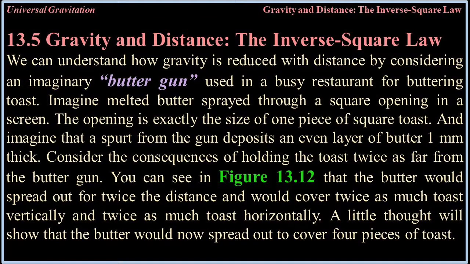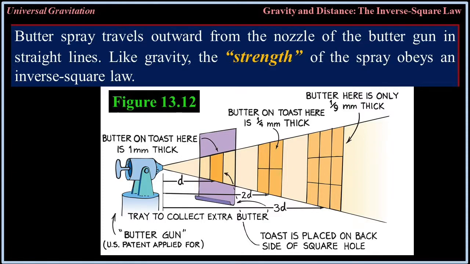13.5. Gravity and distance, the inverse square law. We can understand how gravity is reduced with distance by considering an imaginary butter gun used in a busy restaurant for buttering toast. Imagine melted butter sprayed through a square opening in a screen. The opening is exactly the size of a piece of square toast. And imagine that a spurt from the gun deposits an even layer of butter 1 millimeter thick.